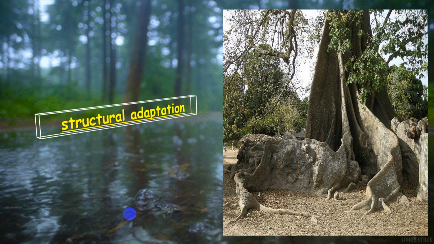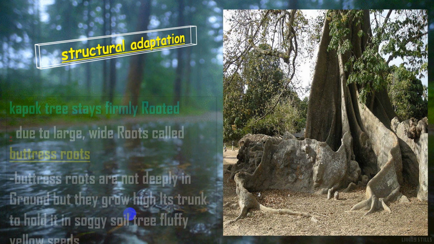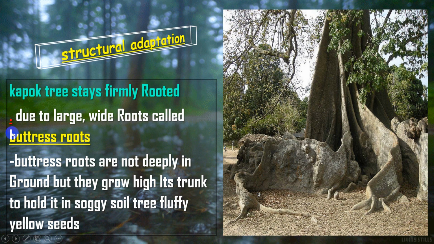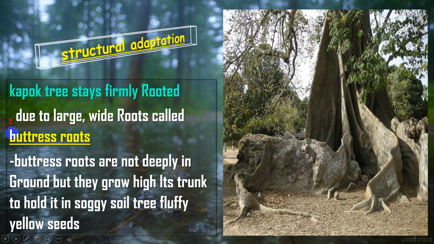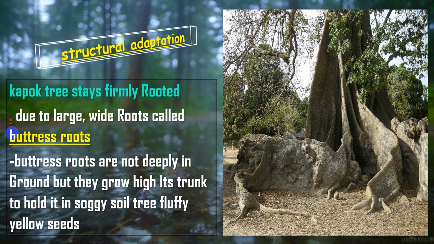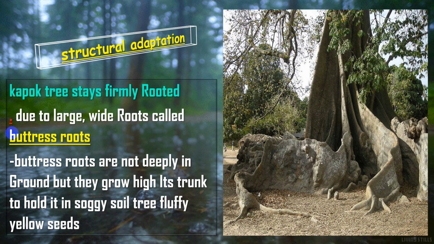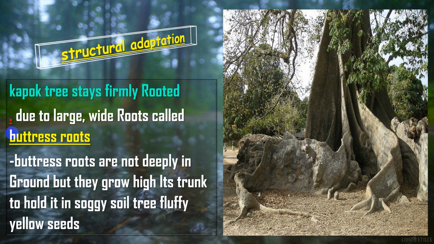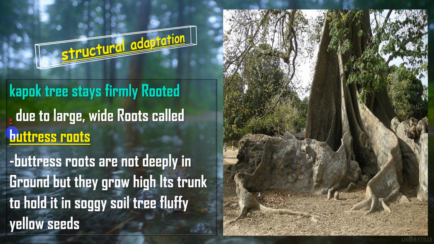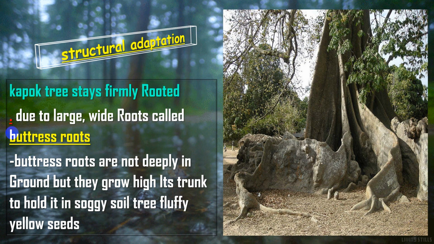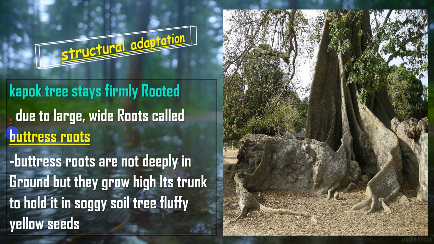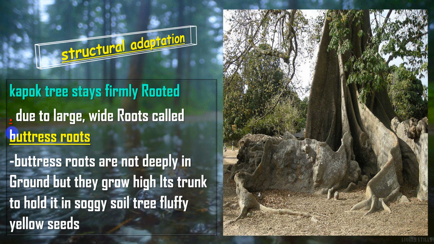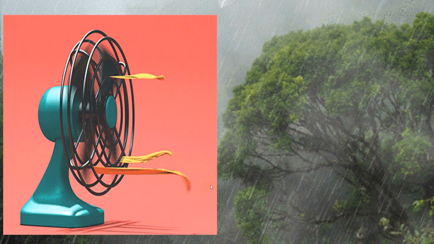So let's talk about the structural adaptation of this tree, and we're going, of course, to start with roots. Roots of kapok trees stay firmly rooted due to large and wide roots called buttress roots. Buttress roots are not deep in the ground, but they grow high in the trunk to hold or support the plant. Okay? Let's talk about leaves.